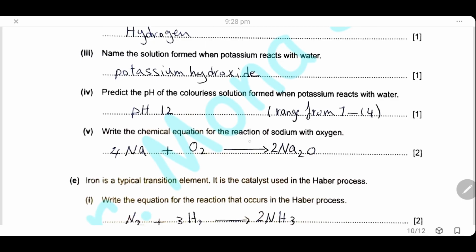Write a chemical equation for the reaction of sodium with oxygen. Sodium will react with oxygen to form sodium oxide. And this equation is for 2 marks. 1 mark will be for balancing the equation.